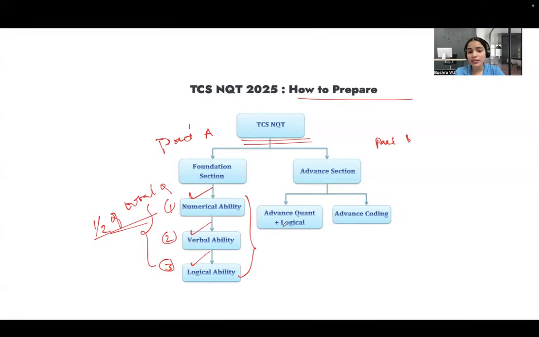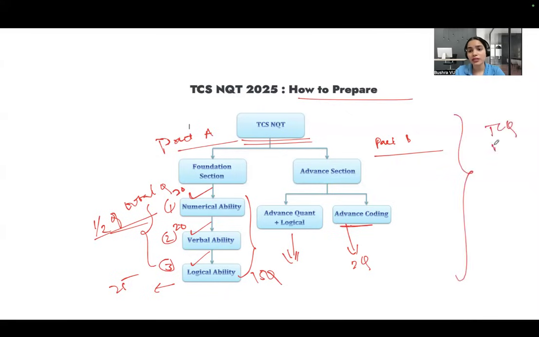So the advanced section has advanced quantitative plus logical reasoning, and it has advanced coding. Coding has 2 questions, and here they have 15 questions. This has 25, 20, and 20 questions asked. So TCS NQT, like we've seen, is divided into 2 parts, and part A consists of numerical ability, verbal ability, and logical ability, while the advanced section consists of advanced quantitative plus logical reasoning with advanced coding. This is the flow chart that we have seen for TCS NQT.